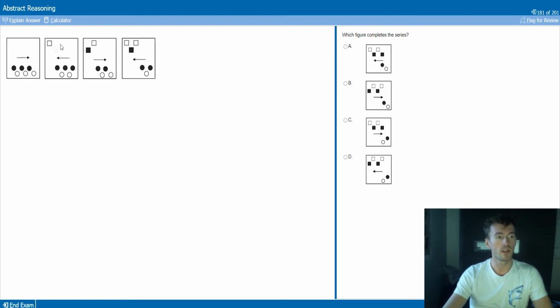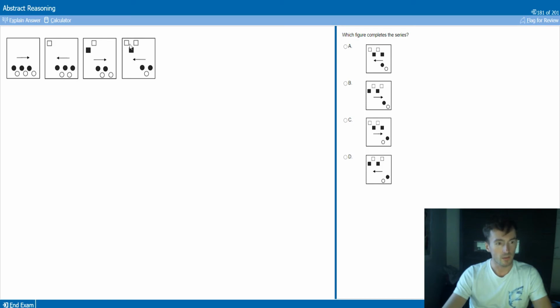So this one right here, we've got a few things going on. So we've got the arrow that points to the right, and the left, and the right, and the left. So we know the next arrow will point to the right. So we can see it's going to be either B or C. We have a square. Well, we have no square, then we have a white square, then we have a right square slightly more to the right, and then we have the left square that takes the place of the original one.